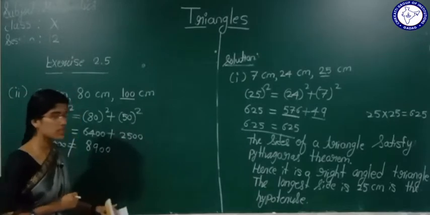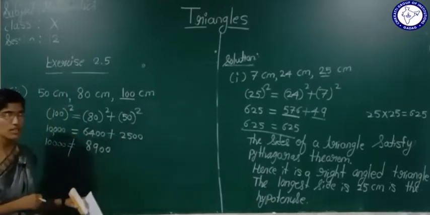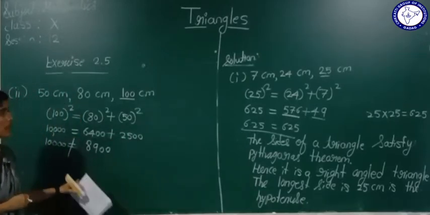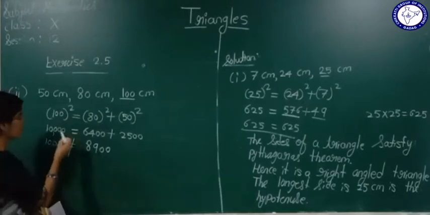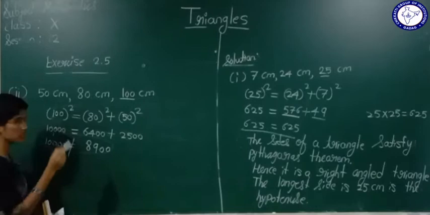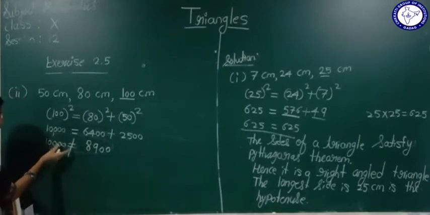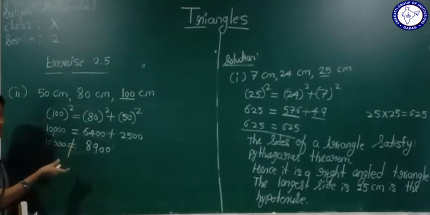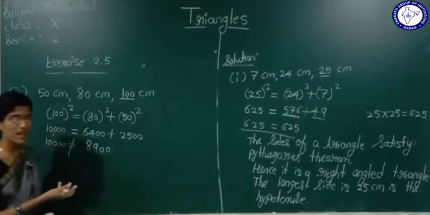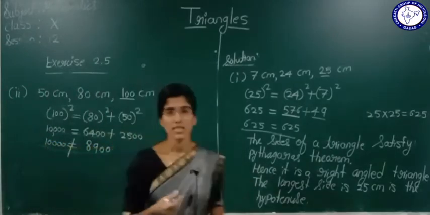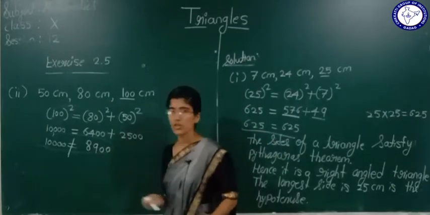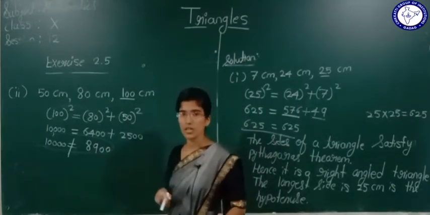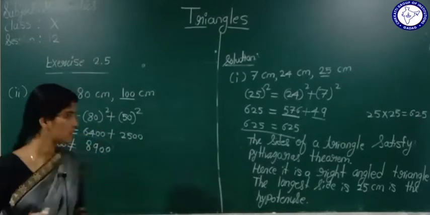The sides of a triangle do not satisfy Pythagoras theorem, hence it is not a right angled triangle, right? It is not satisfying this condition. Okay, here it is not equal, right? If it came equal, at that time we used to tell the sides of a triangle satisfy Pythagoras theorem, but it is not satisfying Pythagoras theorem. Therefore, this is not a right angled triangle.